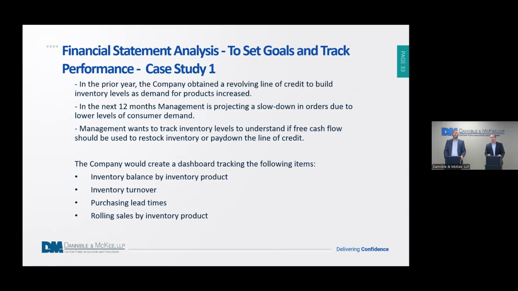If it takes a couple of months, maybe you want to be a little more cautious. You want to have that cushion in your inventory balance in case a big order comes in. And then you'll look at your rolling sales by inventory product. And what you can do is compare those sales to the inventory numbers to basically forecast what you should be purchasing over the next couple of months, and what might be left to pay off that line of credit.